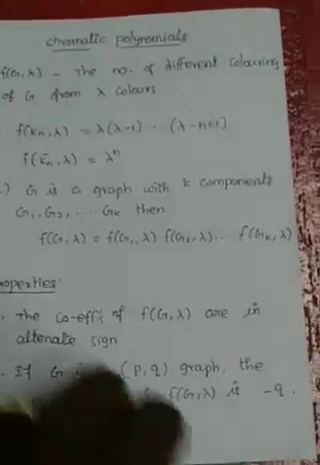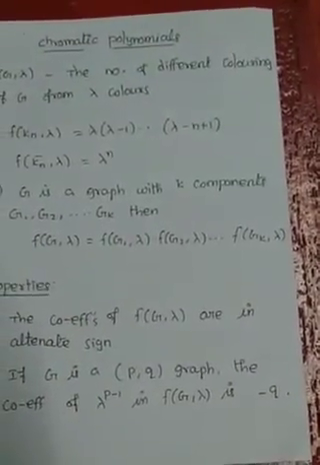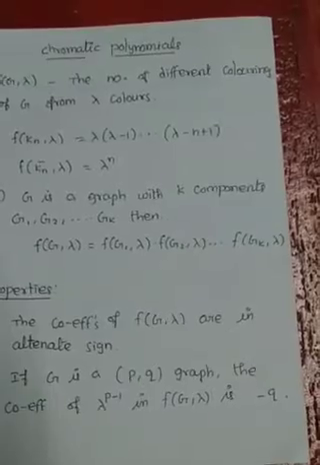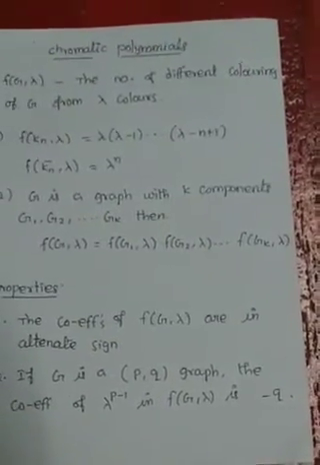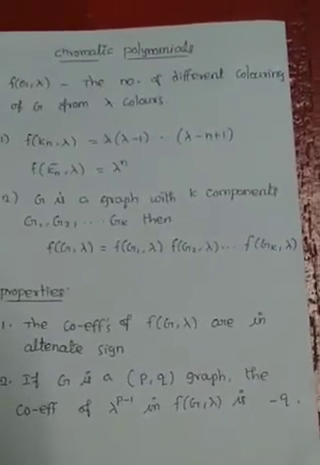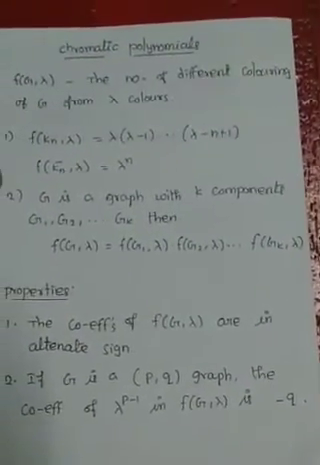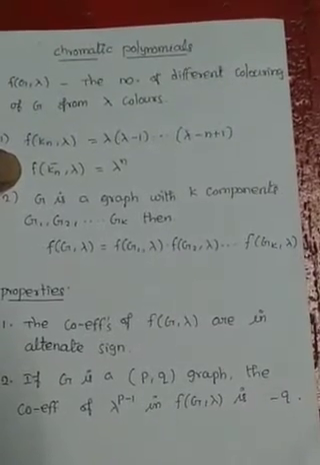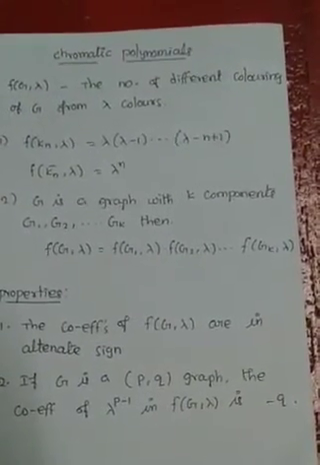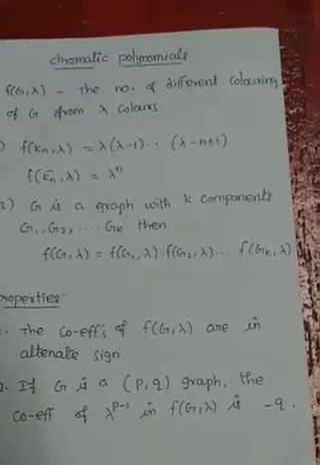It is equal to lambda into lambda minus 1 and so on, up to lambda minus n plus 1. Then, the complement of the complete graph with n vertices, f of Kn bar comma lambda, is nothing but lambda power n. Suppose G is a graph with k components.